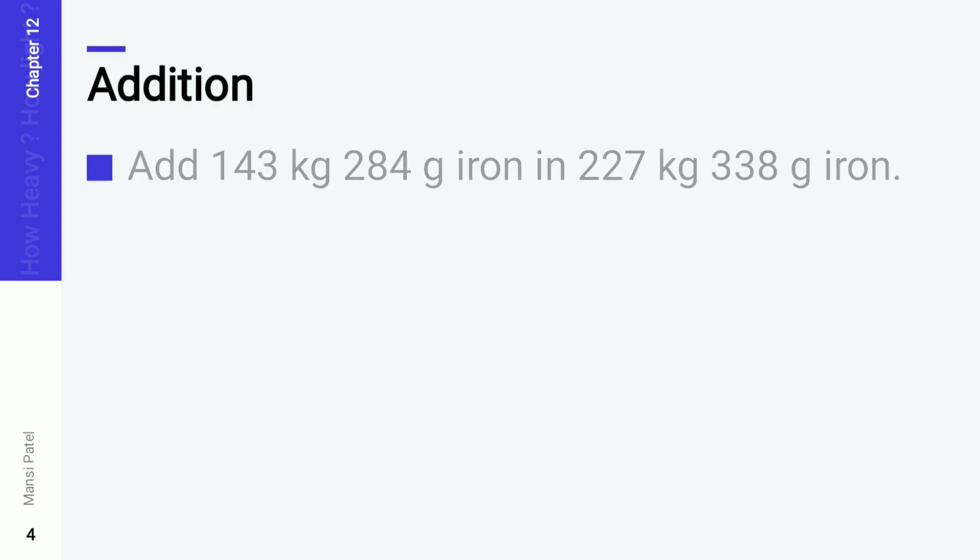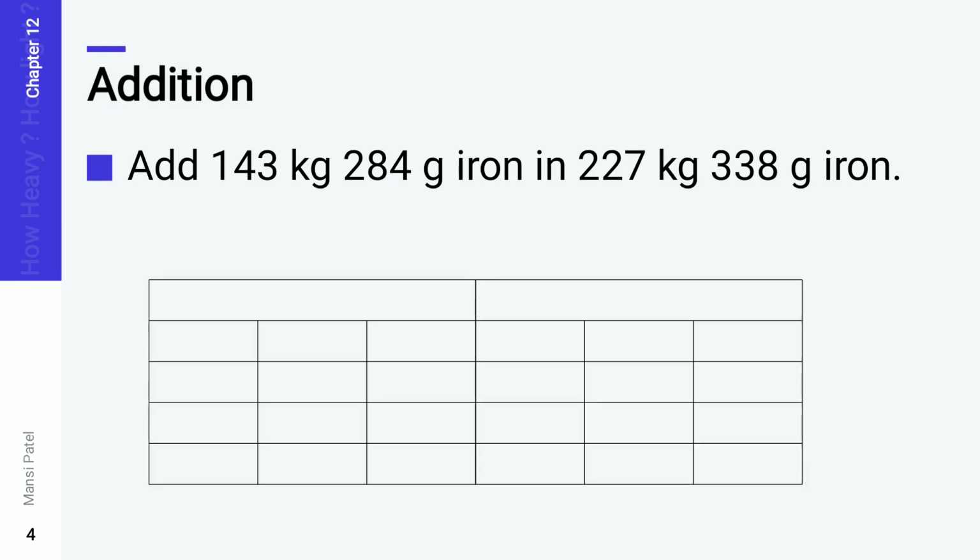Let us see the next one, that is of addition. In this you have to add 143 kilogram 284 gram iron in 227 kilogram and 338 gram iron. So again you can see here, under the heading of kilogram you want to make the 3 columns, because here they were given the kilogram in 3 units, therefore kilogram and gram.